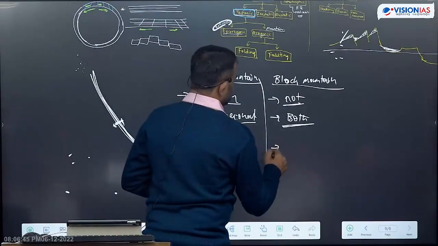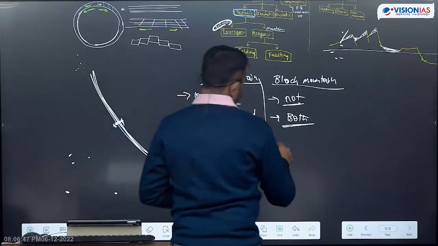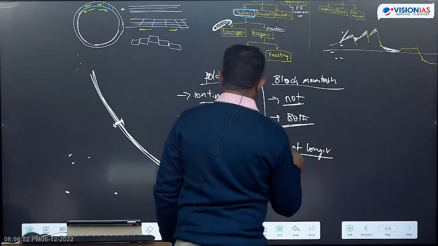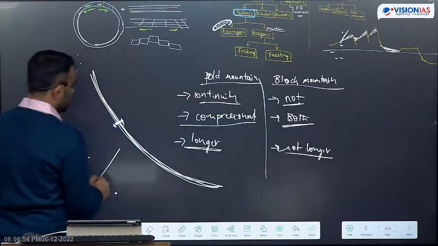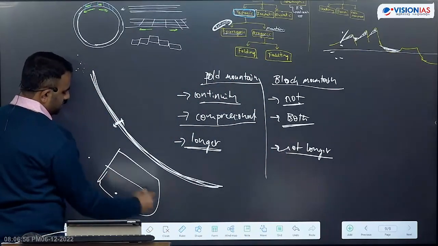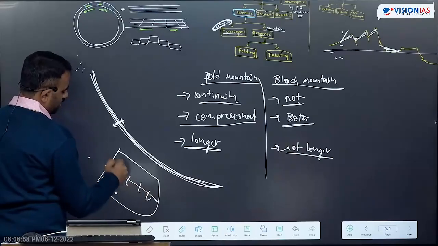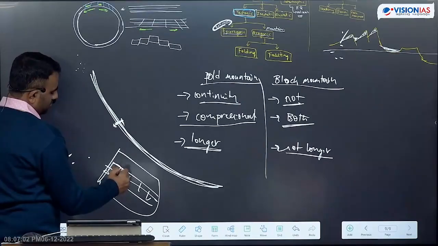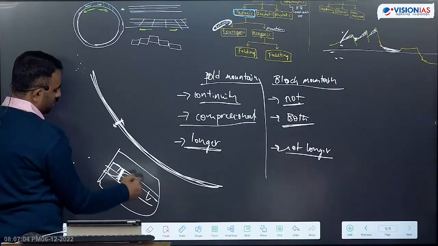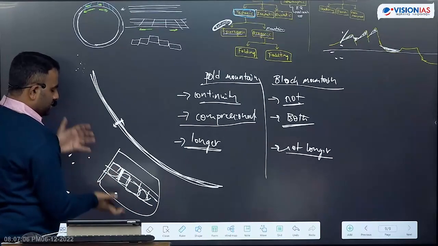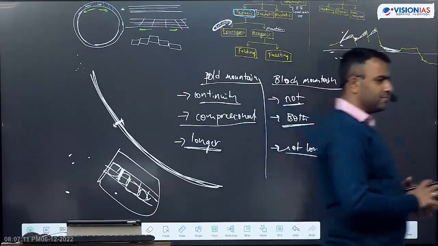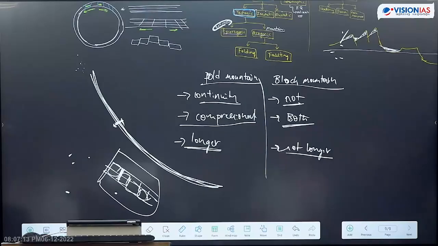Block mountains, they are not longer. They would not be that long. These are just the parts of the continent which has just cracked. It cracked and then became blocks. So maximum it will be this much. We are talking about one particular block, another block. They are not longer. We'll just see the elevated parts. We'll just see some cracked part. They are not very elongated. And compared to the length, width is more.